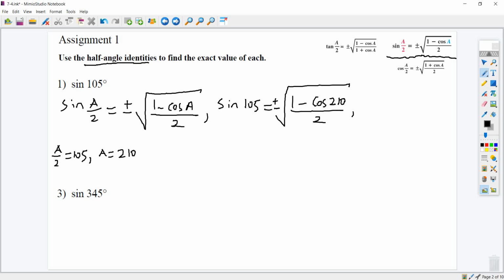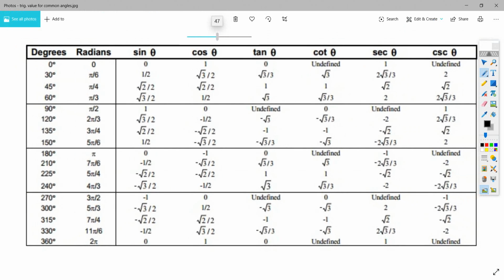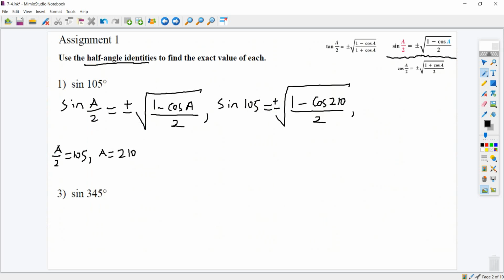If you check the chart, remember this chart that we need to know what cosine 210 is, also attached to Google Classroom, and it's also here. I will just keep this one here all the time so that we can use it. We want to know what cosine 210 is. 210 is here, and if you look at the cosine right over here, we have negative root 3 over 2 for the cosine 210. So cosine 210 is equal to negative root 3 over 2.